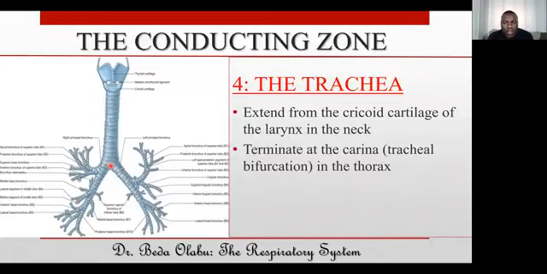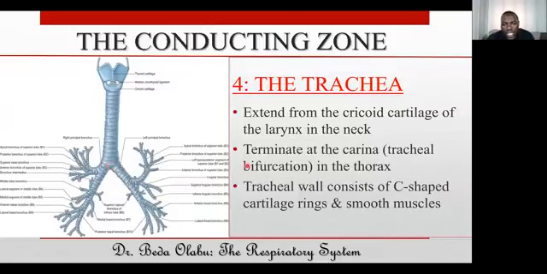The carina is the level of tracheal bifurcation, where the trachea divides into two. Of course, the bifurcation is in the thorax. That means that there's a segment of the trachea which is in the neck, the cervical trachea, and there's a segment of the trachea which is in the thorax, the thoracic segment of the trachea.